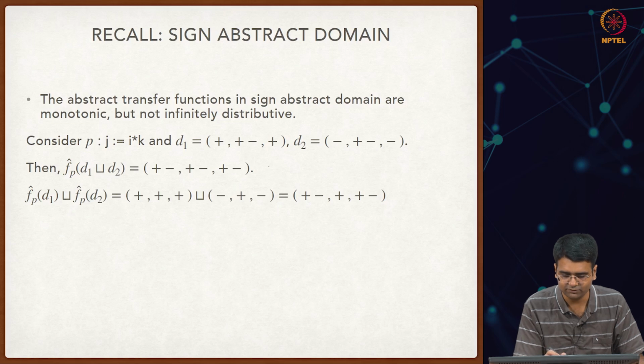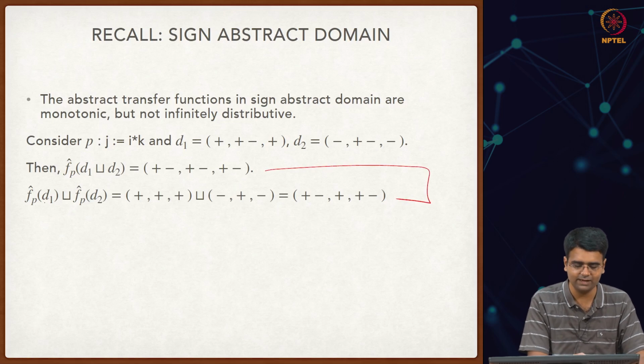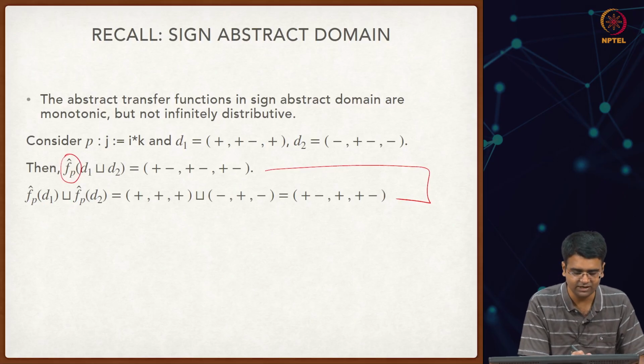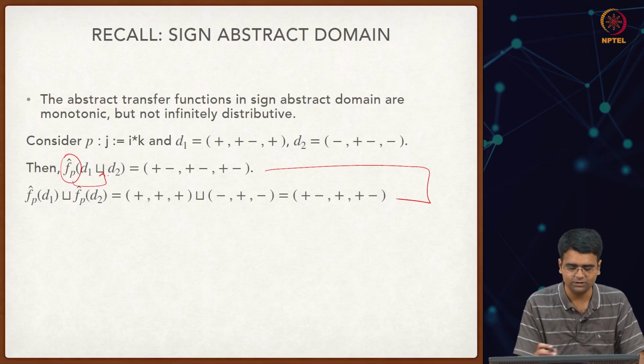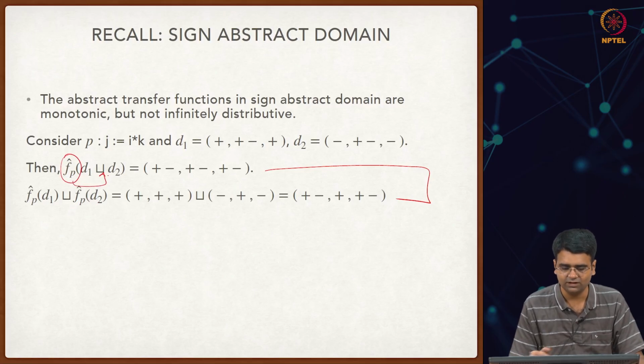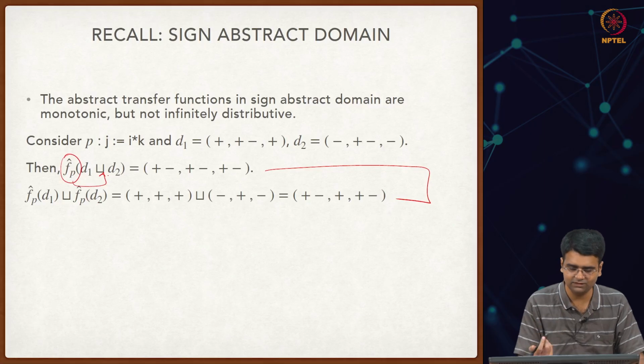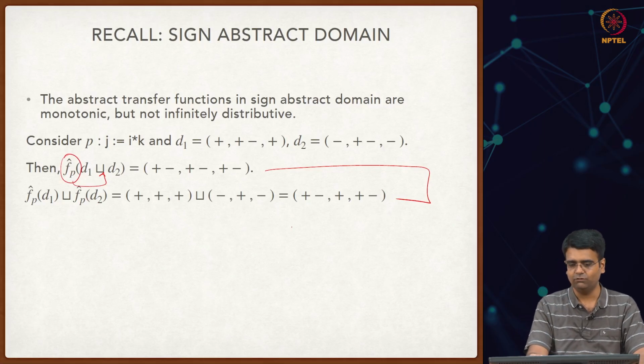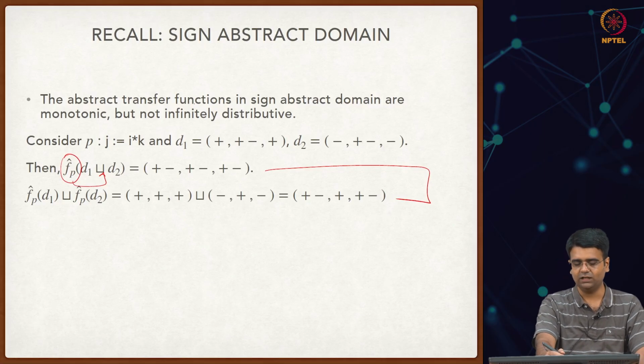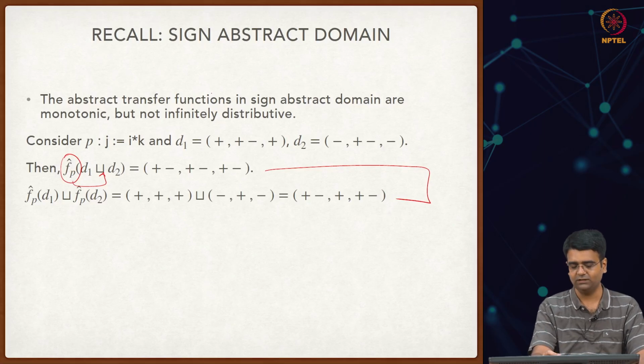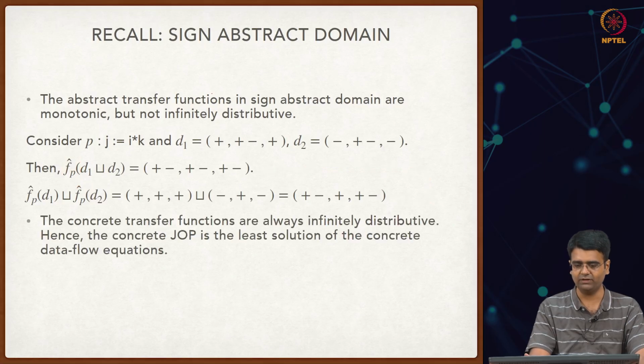So this shows that f hat P of d1 joined d2 is not the same as f hat P of d1 joined with f hat P of d2. So this f hat P in fact doesn't distribute over the join. Therefore, this is not an infinitely distributive framework, and this is the reason why for the sign abstract domain, if you apply Kildall's algorithm, the LFP of f bar that is computed is not equal to the abstract GOP. In fact, it over approximates the abstract GOP.